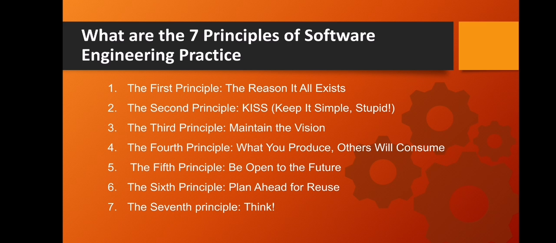The fourth principle is what you produce, others will consume. Seldom is an industrial strength software system constructed and used in a vacuum. In some way or other, someone else will use, maintain, document, or otherwise depend on being able to understand your system.